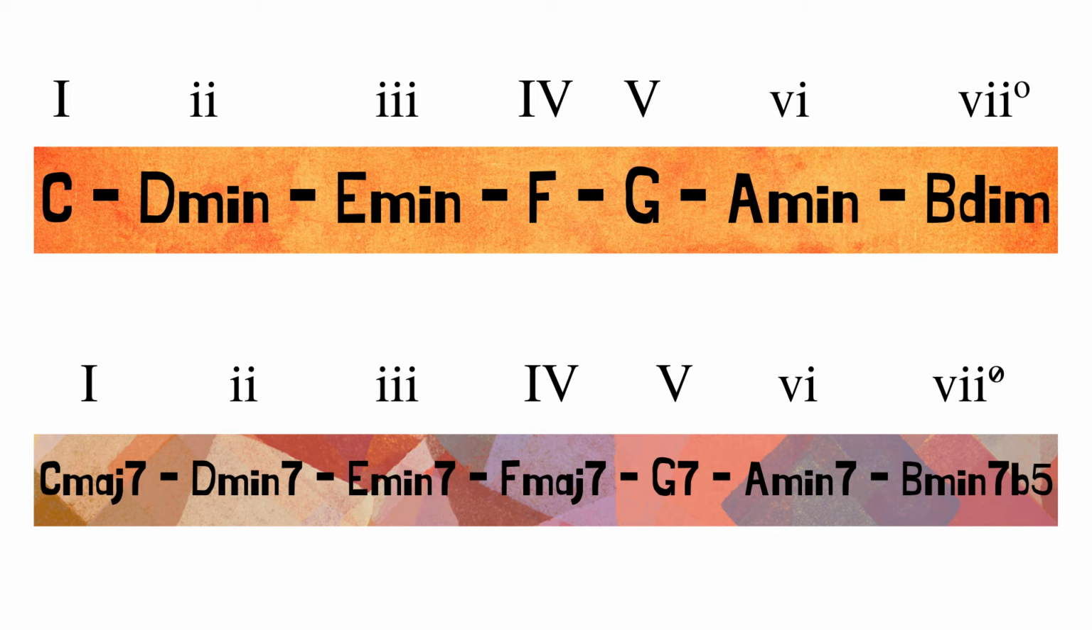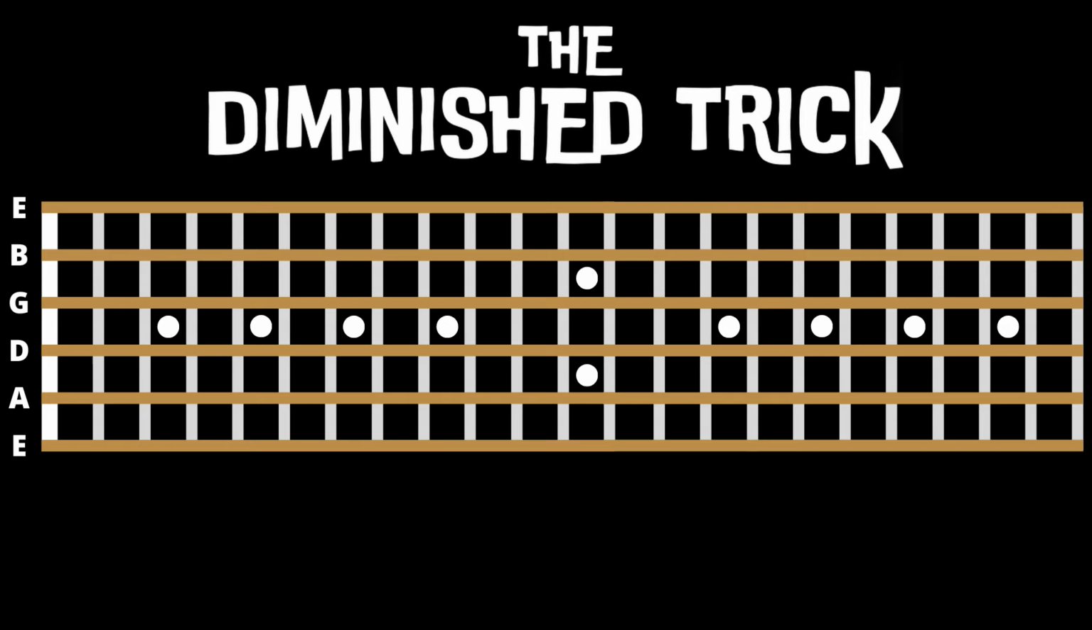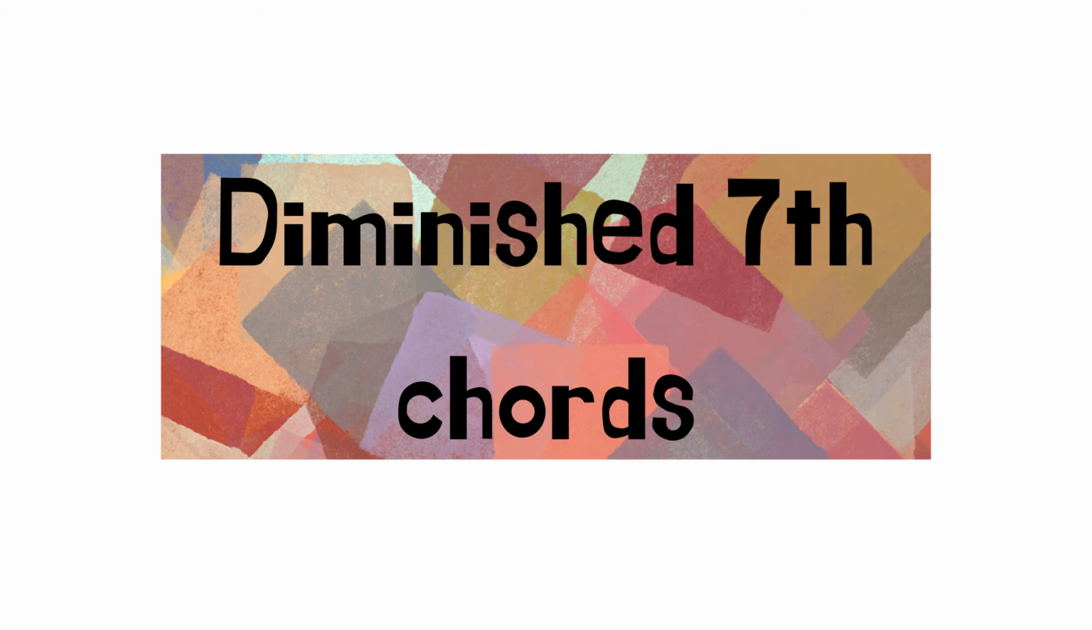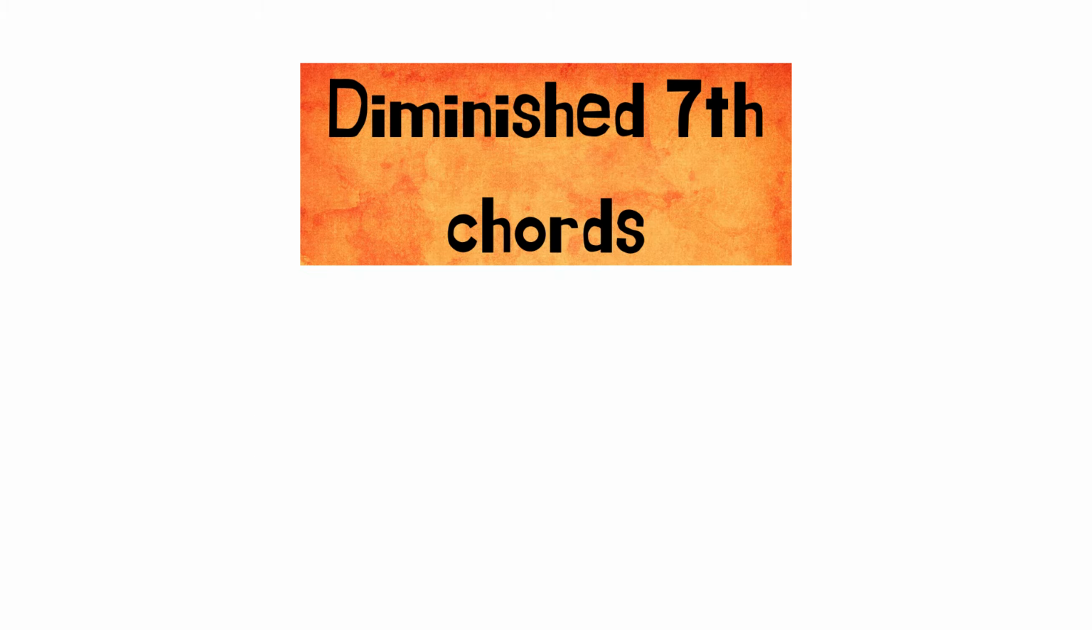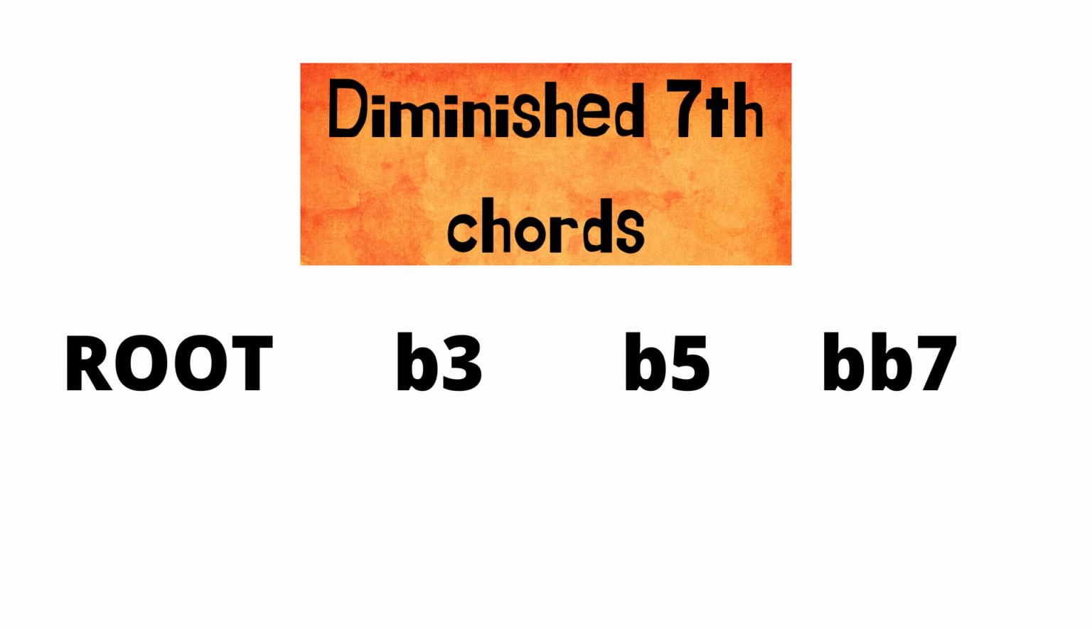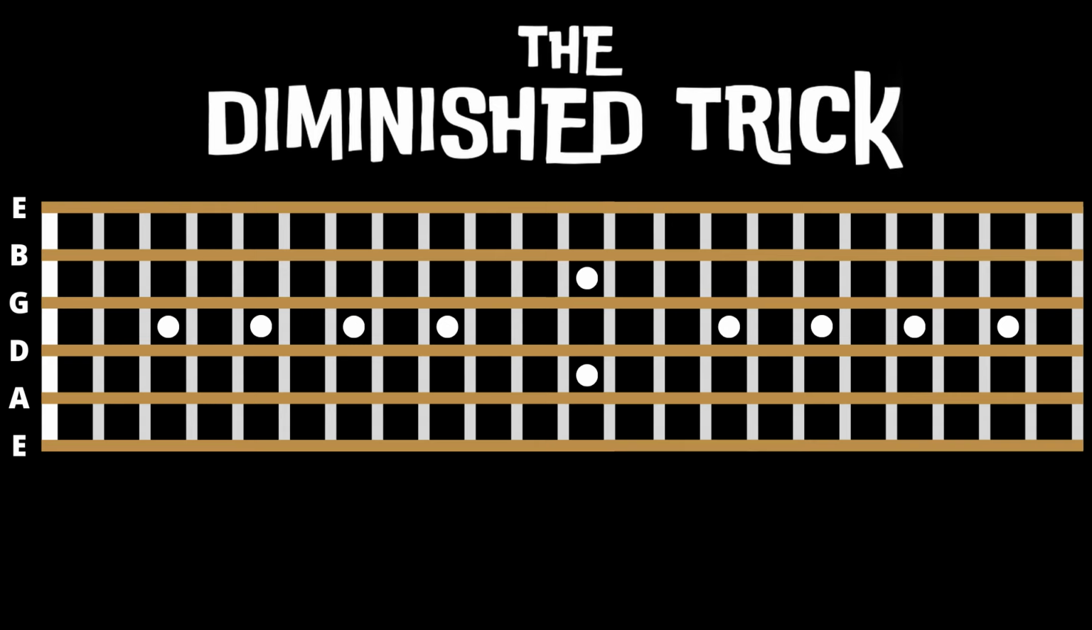But let me show you a very simple way of using diminished chords, or more specifically diminished 7th chords, to connect each of our standard diatonic chords for more interesting harmonic possibilities. Diminished 7th chords are made up of a root, a flat 3rd, a flat 5, and a double flat 7. The 3 most common ways you can play diminished 7th chords on guitar would look like this.